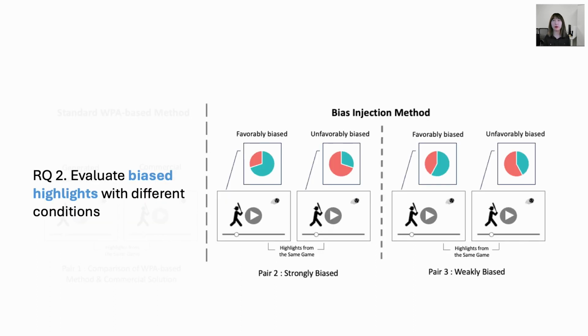Next, we explored how viewers perceive biased highlights under different conditions for our second research question. Participants saw two sets of highlights for their favorite team's games, with one set showing strong bias toward or against their team, and the other showing the weaker bias. This allows us to investigate which factors influence viewer experiences.